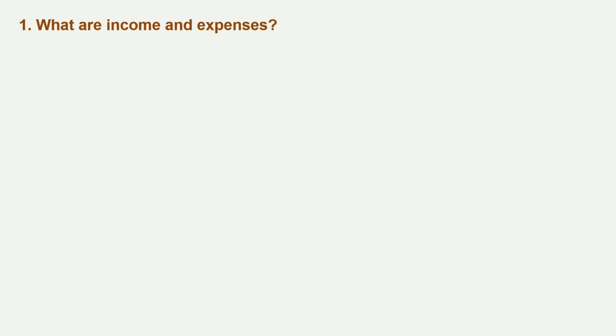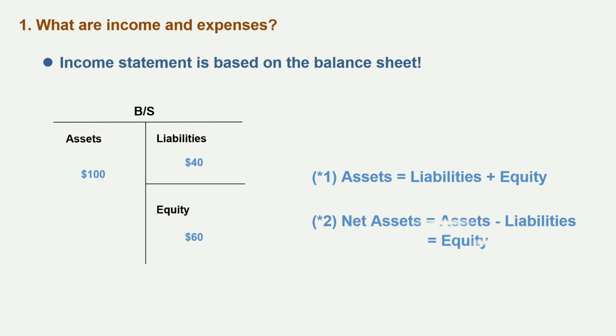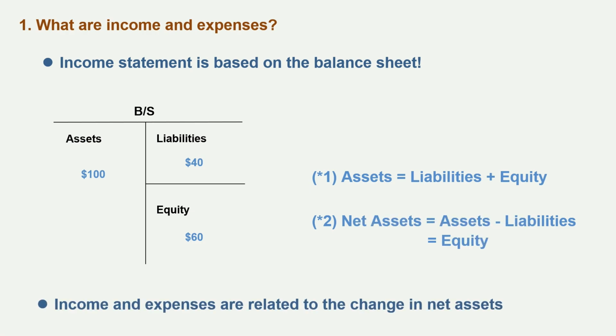The key to the answer lies in the balance sheet. Why a balance sheet, you ask? It's because the very concept of income and expense comes from the balance sheet. As we saw last time, the following equations always apply on a balance sheet. Here, income and expenses are all related to the change in net assets.